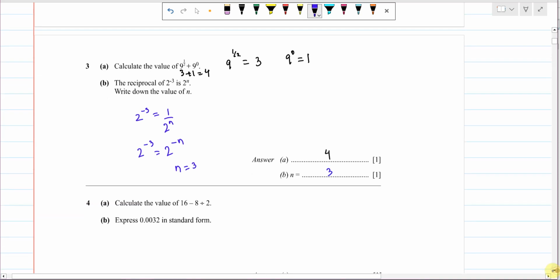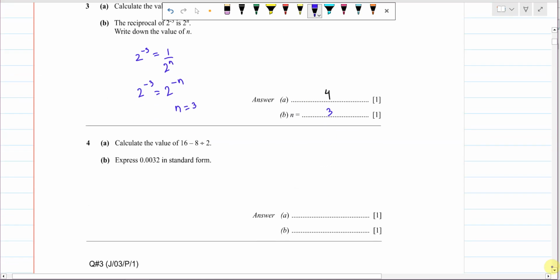4 part A, although it is not from indices, but we can do it. 16 minus 8 divided by 2. At first we need to divide, so that will be 16 minus 8 divided by 2, it is equal to 4. And 16 minus 4 is equal to 12. So you have your answer, simply 12. Alright, moving towards the next one.